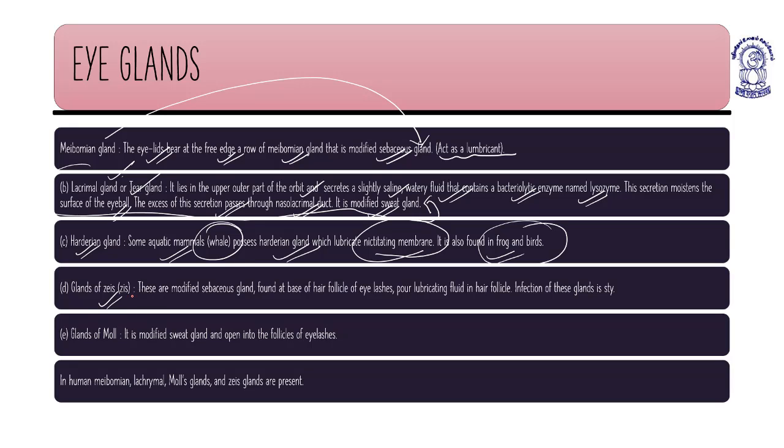Glands of Zeiss. These are modified sebaceous glands. The meibomian gland is also a modified sebaceous gland. They are found at the base of the hair follicles of eyelashes. They pour lubricating fluid in the hair follicle. Infection of these glands is known as what? Stye.